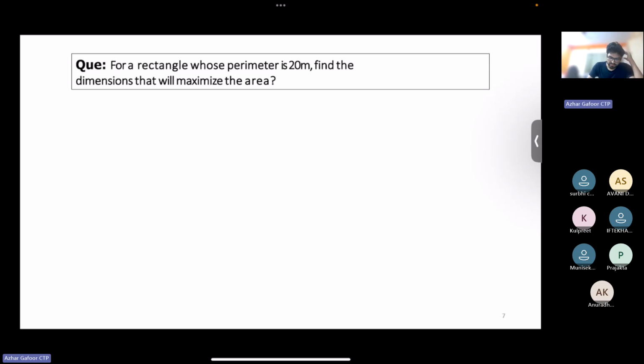The area has to be maximized. So f(x) is nothing but the area, which is equal to length into breadth. And the constraint is the perimeter, that is 2L plus 2B is equal to 20. So we have f(x) and g(x). Now just follow the same steps and try to find the answer.